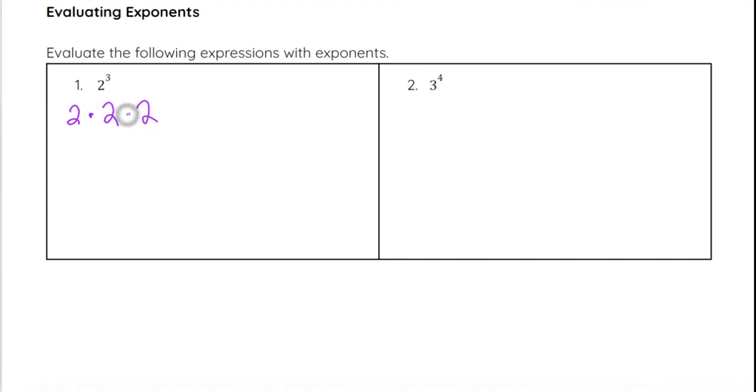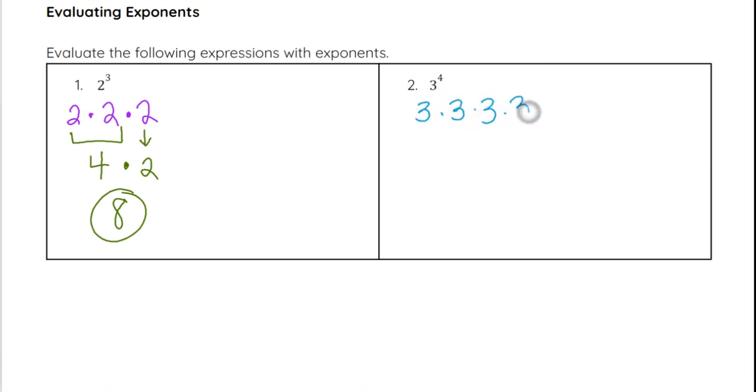And eventually you'll get to a point where you know these without having to write them out. So here, 2 times 2 times 2, we can do 2 times 2 and get 4, and then still multiply by 2 there, and that's going to give us 8. So 2 cubed, and cubed is another way to say third power, 2 cubed is 8. 3 to the fourth power is going to be 3 times 3 times 3 times 3.